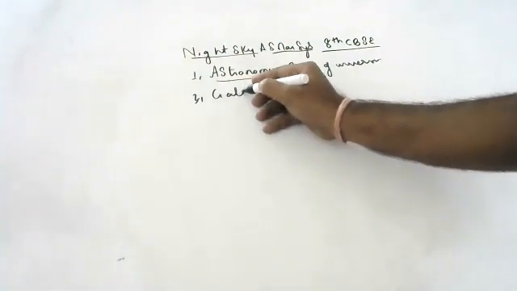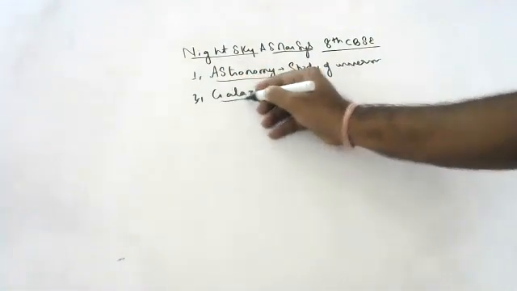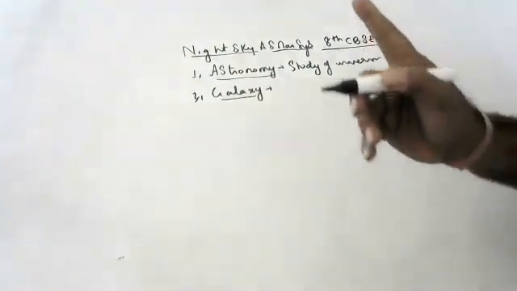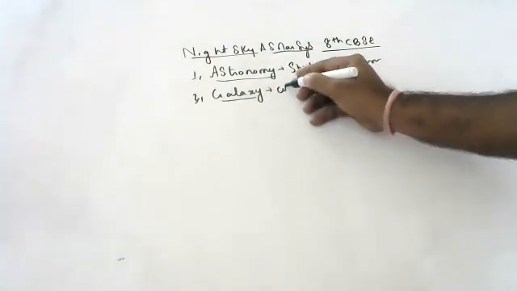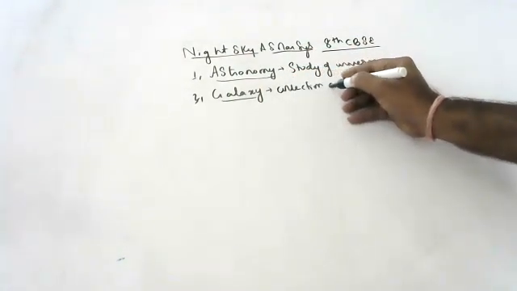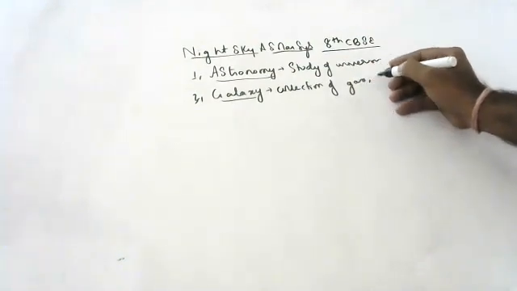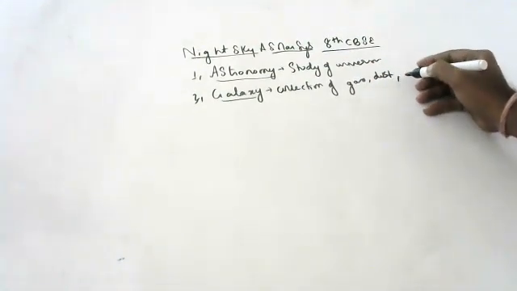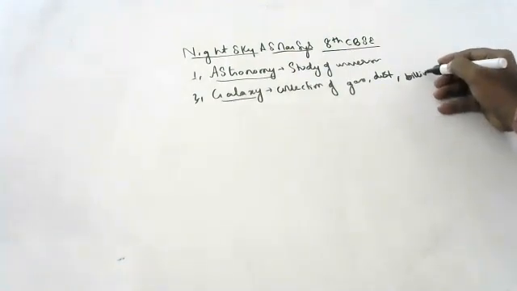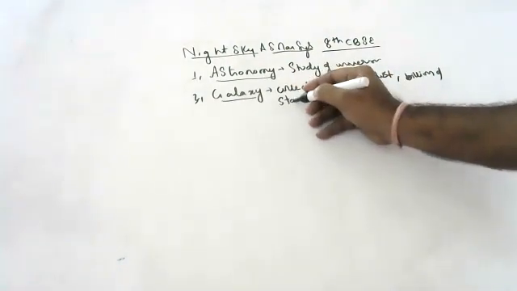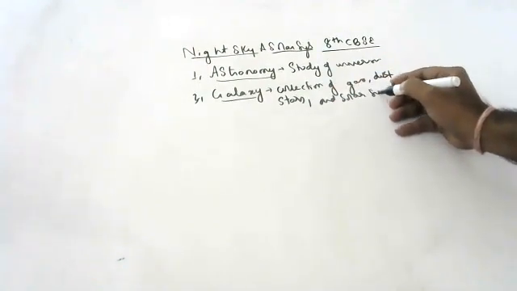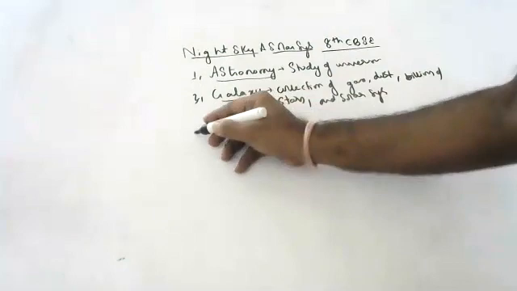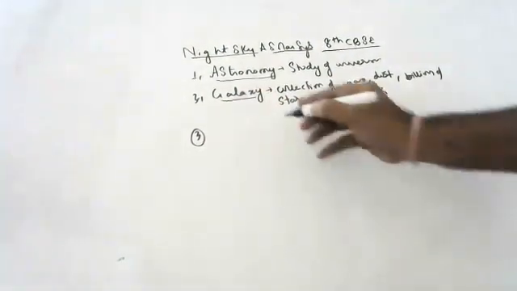Galaxy. What is meant by galaxy, children? Galaxy is a collection of gas, dust, and billions of stars, and the solar systems will be present within it. Okay, we all belong to Milky Way galaxy. You all know that.